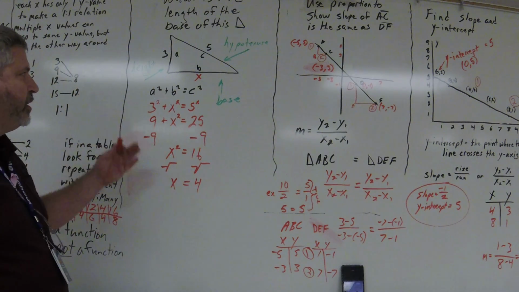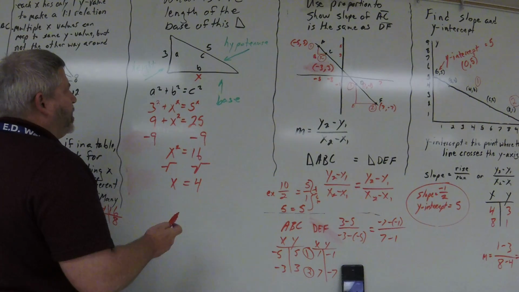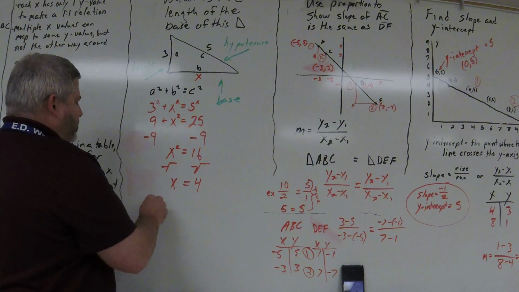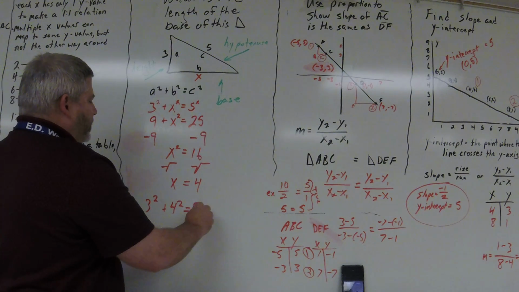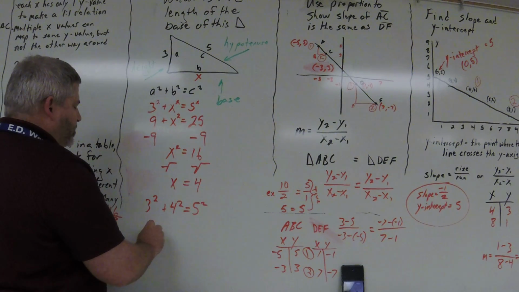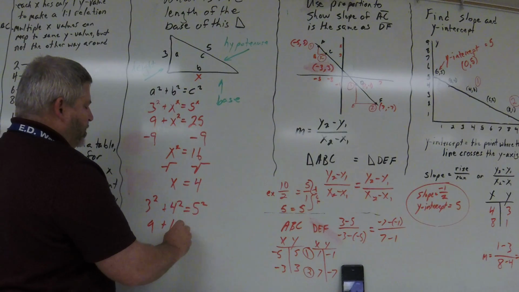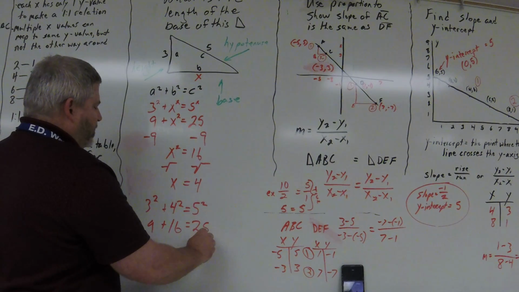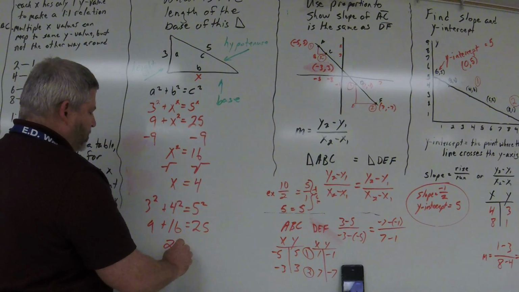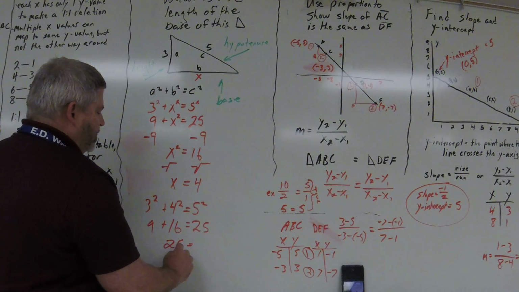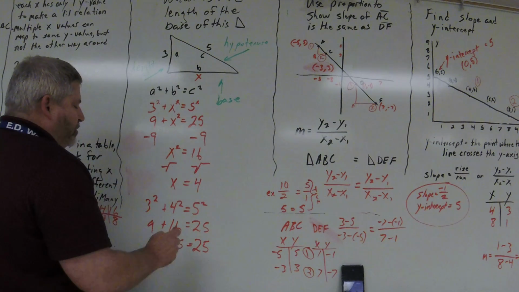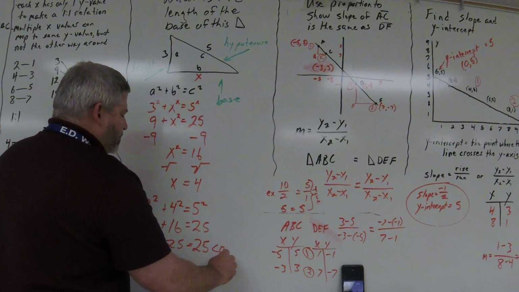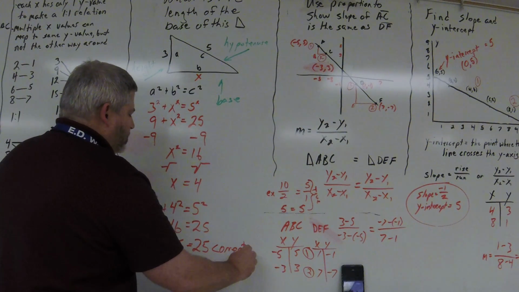And we know that's right, because if we check, we could say 3 squared plus 4 squared equals 5 squared. So 3 squared is 9, plus 16 equals 25. 9 plus 16 does, in fact, equal 25. And we produce a true statement. So we do know that this is correct.